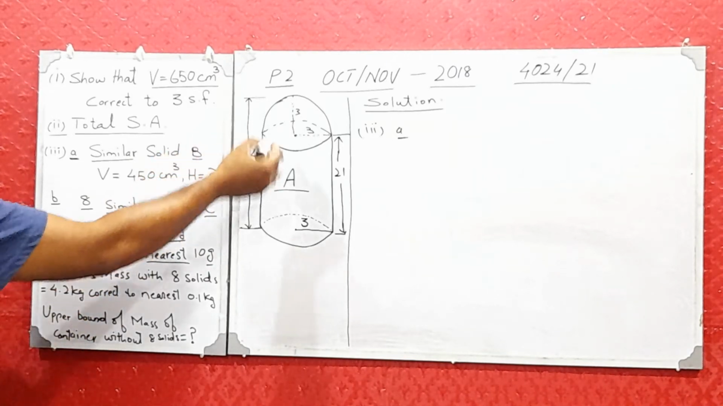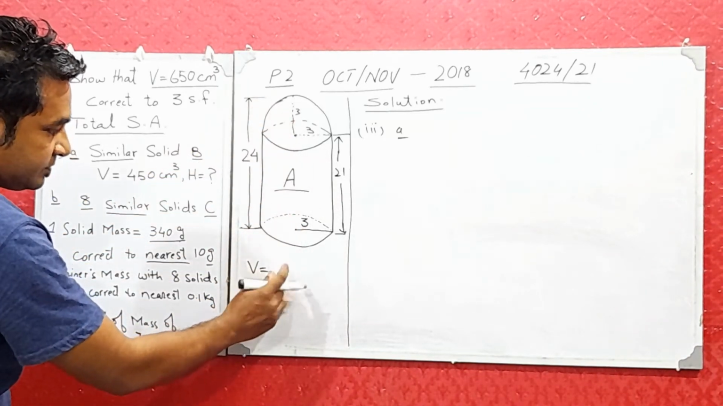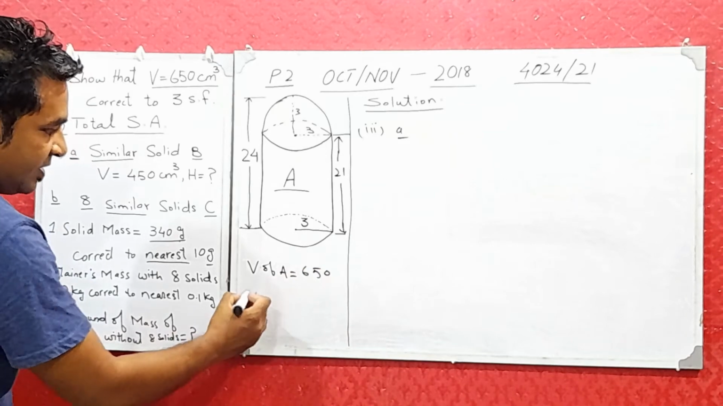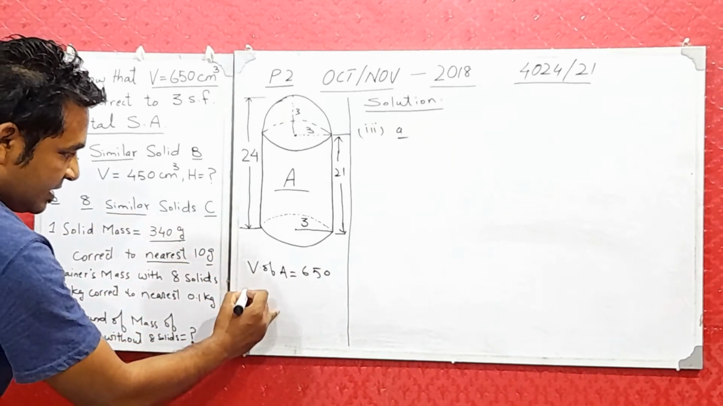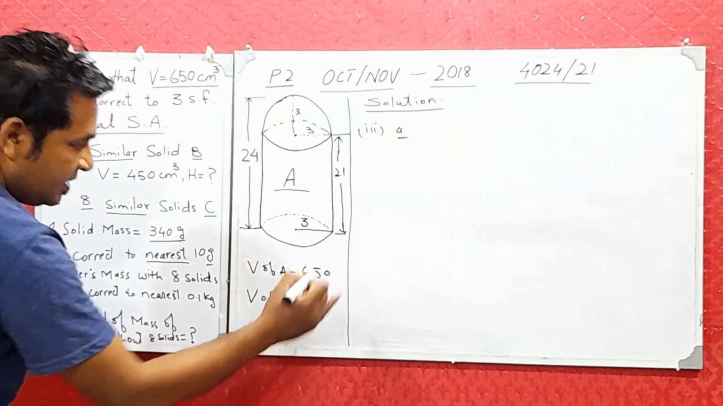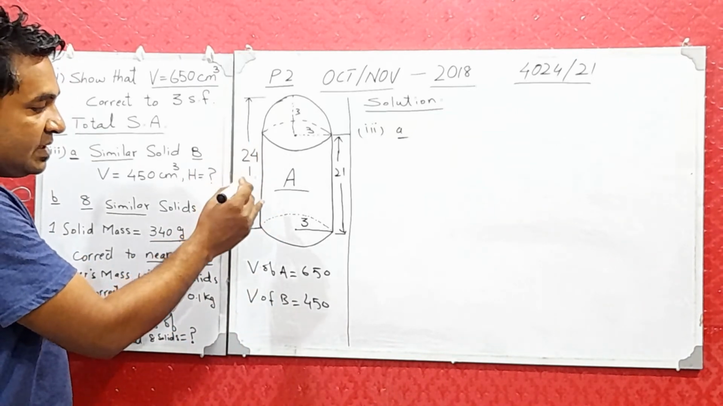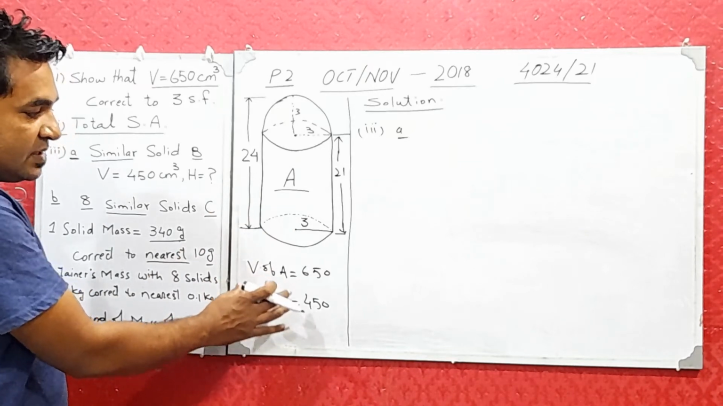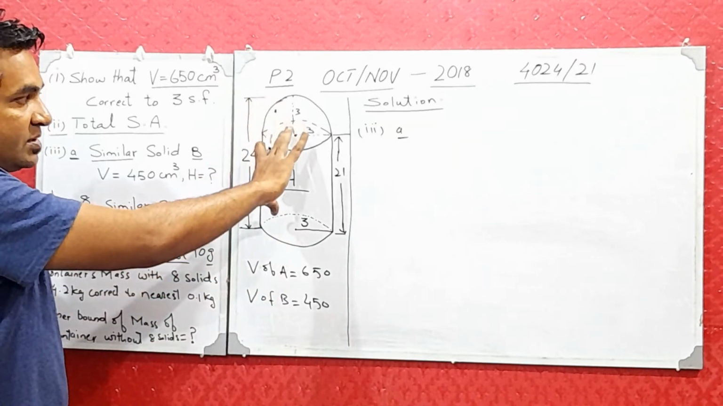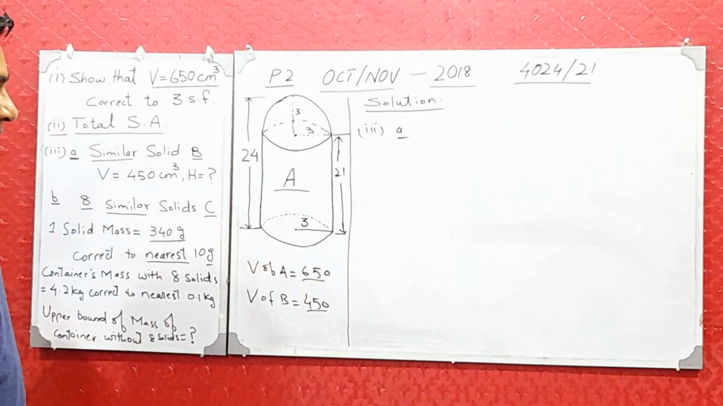You can see that we have just found the volume of A. Volume of A was 650 cubic centimeters. In this part another solid is given, whose volume of B is 450 cubic centimeters. So you can see that these are similar, but B is smaller in size, smaller than A, because its volume is less than A.